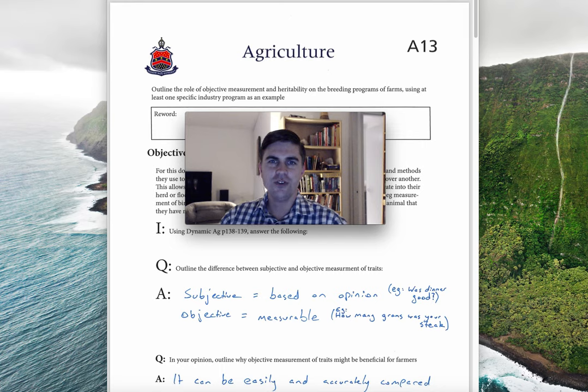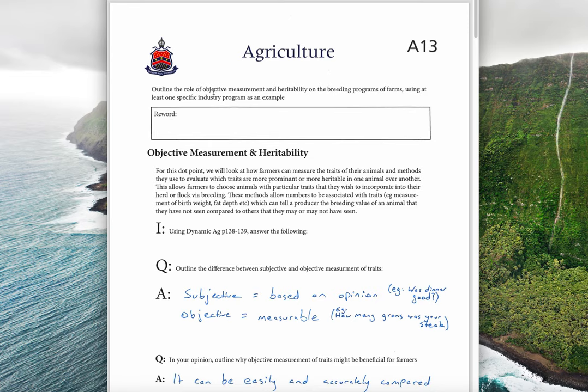Hi everyone, welcome to dot point A13, and today we're looking at outlining the role of objective measurement and heritability on the breeding program of farms using at least one specific industry program as an example. So first of all, we need to look at what objective measurement means.